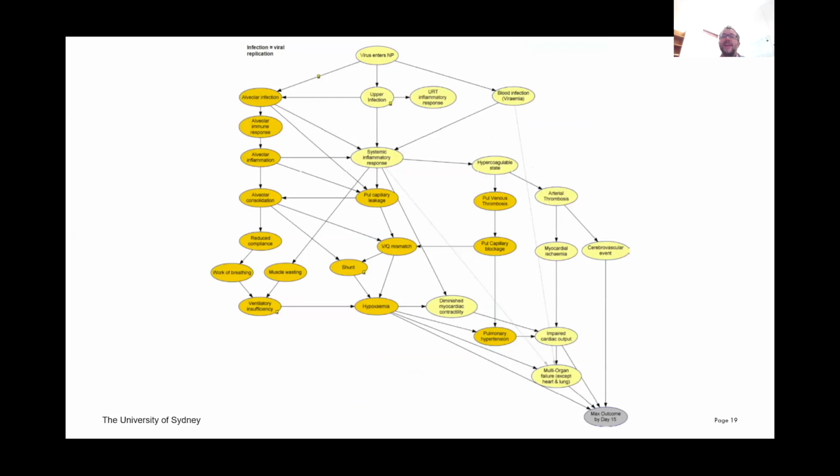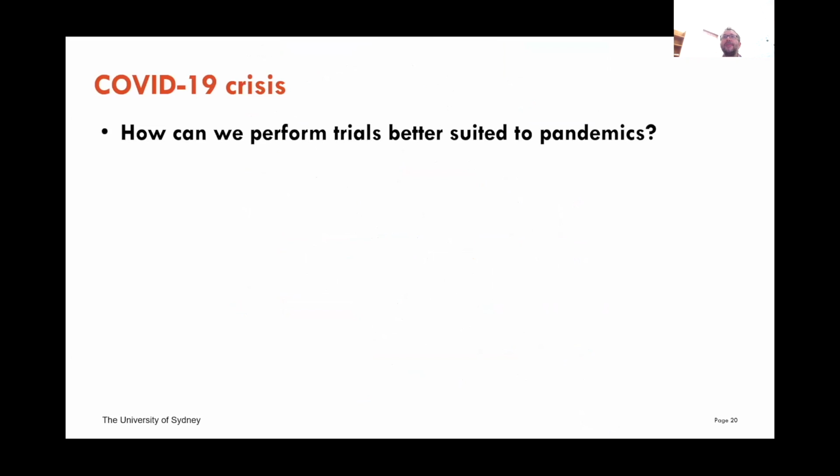And these models now are starting to grow in their complexity, and they've been developed through a process of expert knowledge elicitation. And we use these models then to help us to design clinical trials to evaluate which treatments are effective and which are not.